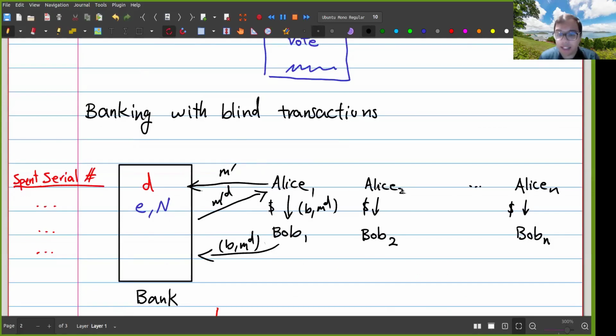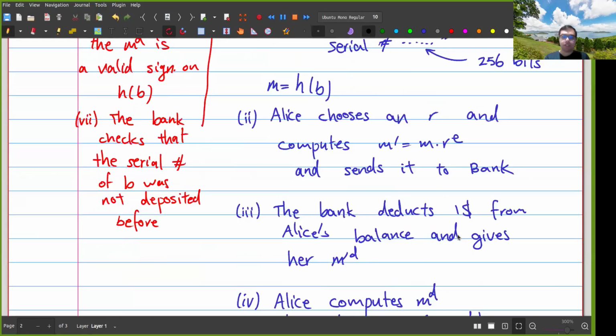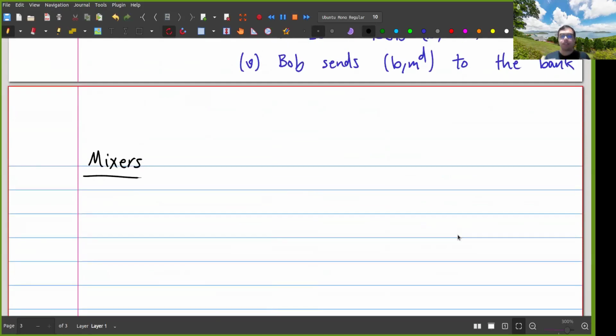Then I can have many different people who are depositing money with their first account, and then they're withdrawing the money with their second account, but no one can connect their first accounts to their second accounts. So this would ensure that their money is mixed up.